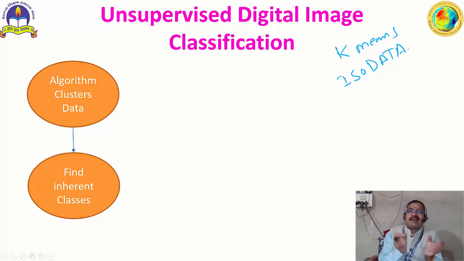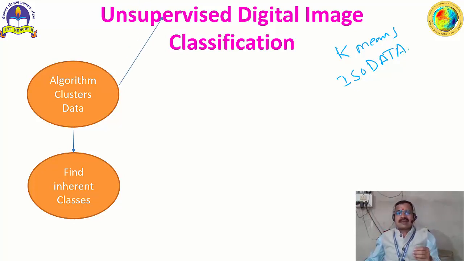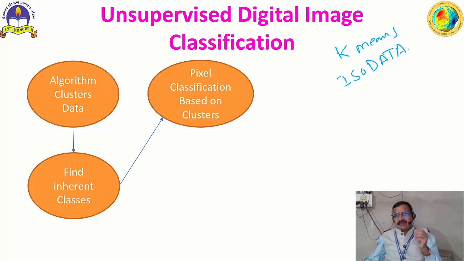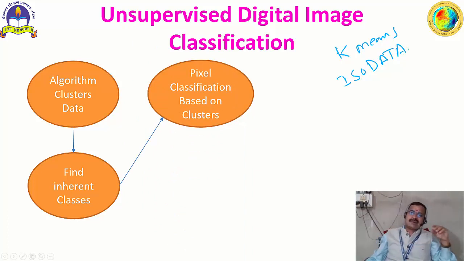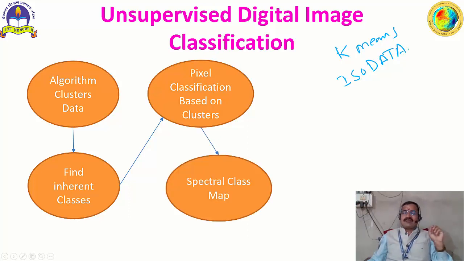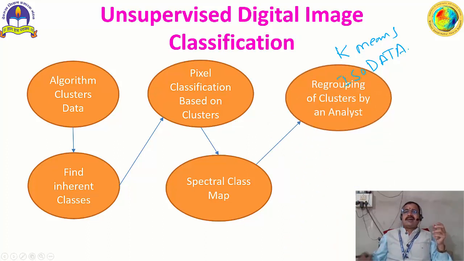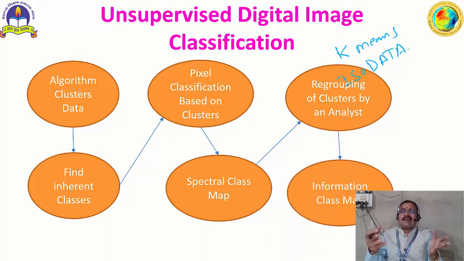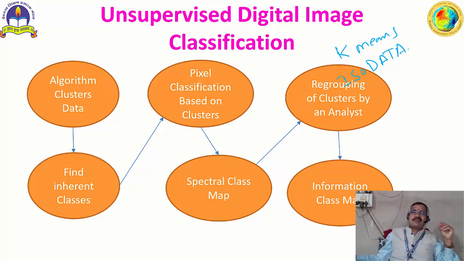After selecting the proper algorithm, you may find inherent classes, that is, how many classes you want, or the system may define the various classes. Accordingly, pixel based classification cluster is applied, and then a spectral class map may be developed. Then you need to regroup the clusters, and when you regroup the clusters, again you may present that information in the form of a thematic product.